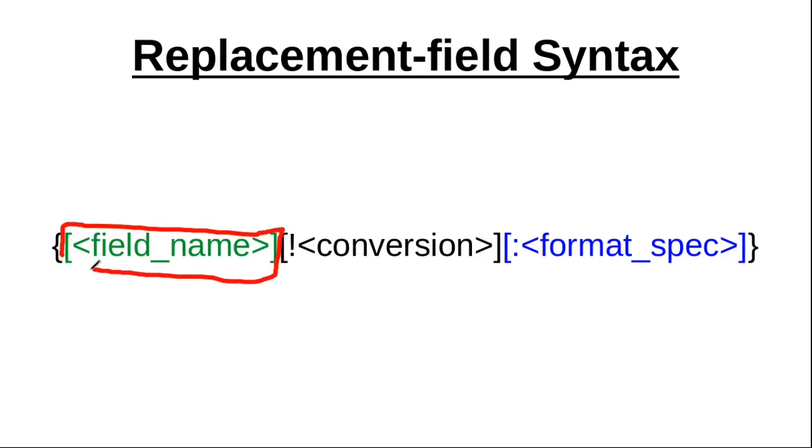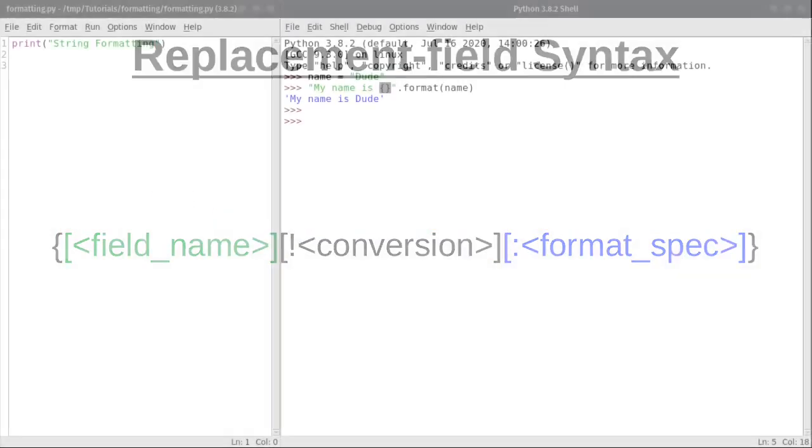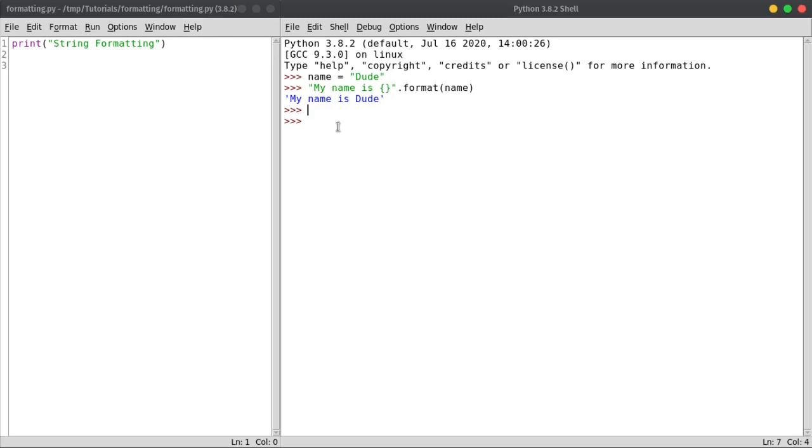There are three parts of a replacement field. You have the field name, you have the conversion, and then you have the format specification. I'll only talk about the field name fully, and the format spec I will talk about partially. We'll talk about the field name first. The field name can be in two forms: it can either be numbers or keywords. The replacement fields are directly related to the arguments of this format method.